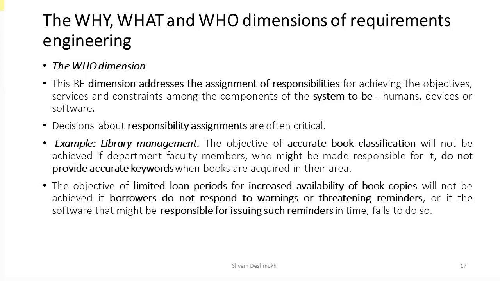For example, in library management, the objective of accurate book classification will not be achieved if the department faculty members who might be made responsible for it do not provide accurate keywords when books are acquired in their area. The objective of limited loan periods for increased availability of book copies will not be achieved if borrowers do not respond to warnings or threatening reminders, or if the software that might be responsible for issuing such reminders in time fails to do so.